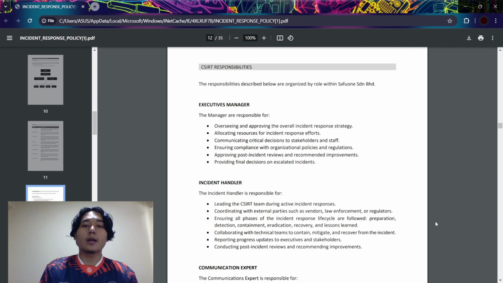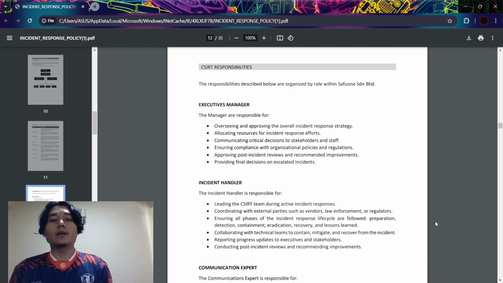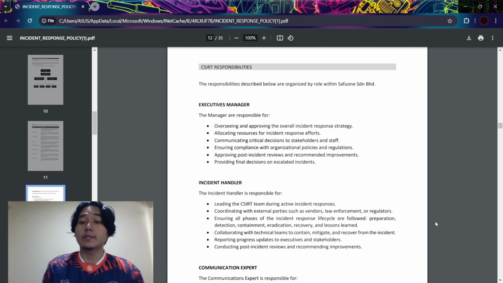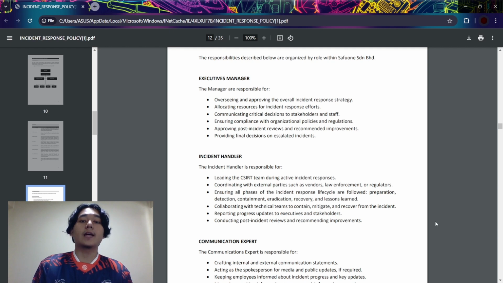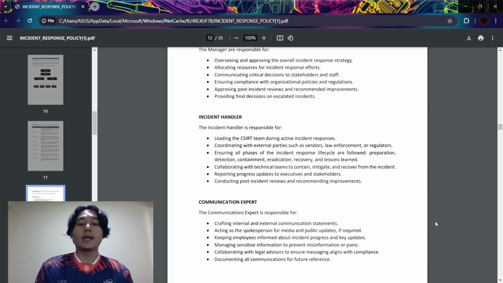Okay, next one, responsibilities. The responsibilities described below are organized by role within Safuone Incident Berhad. For the executive manager, they are responsible for overseeing and approving the overall incident response strategy, allocating resources for incident response effort, communicating critical decisions to stakeholders and staff, ensuring compliance with organizational policies and regulations, approving post-incident review and recommending improvements.